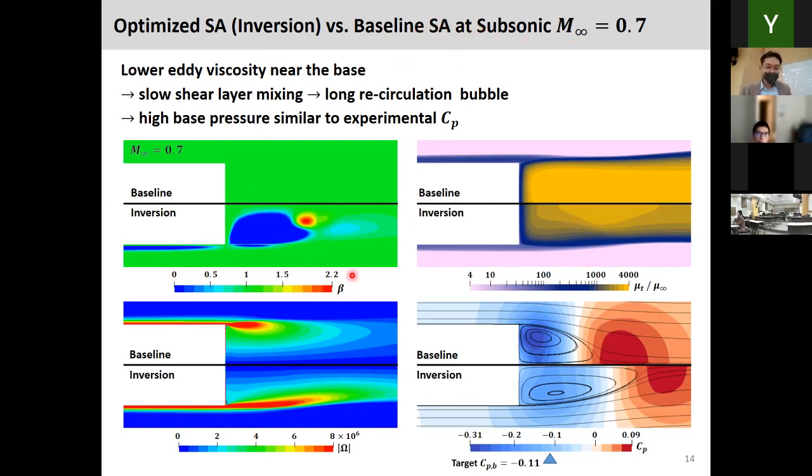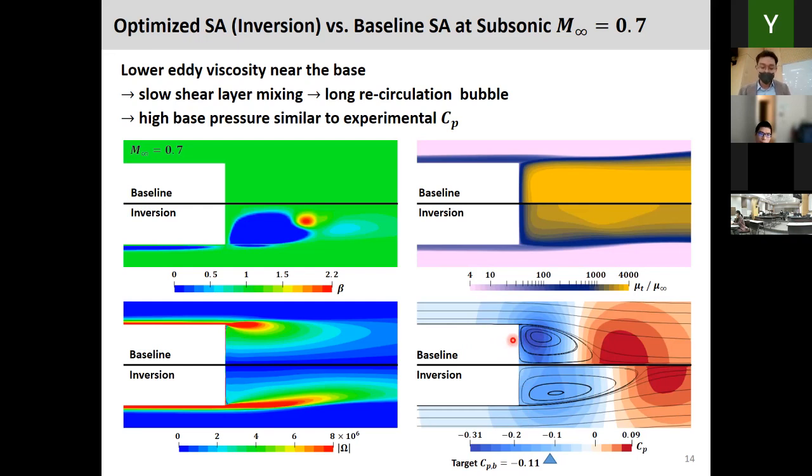Here on the left, we are looking at the beta. If beta is less than 1, if beta is blue, then we have less production in the Spalart-Allmaras equation, which gives us smaller eddy viscosity in the optimized calculations. That leads to a longer shear layer in the mixing plane, and that gives us a longer recirculation bubble. This long recirculation bubble helps us get a better prediction of CP, because the previous one is quite a short recirculation bubble, which has quite low pressure at the center that impacts the lower estimation of the pressure on the base plane.